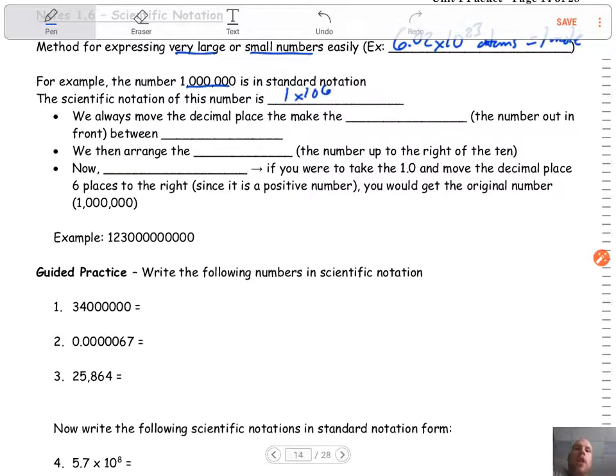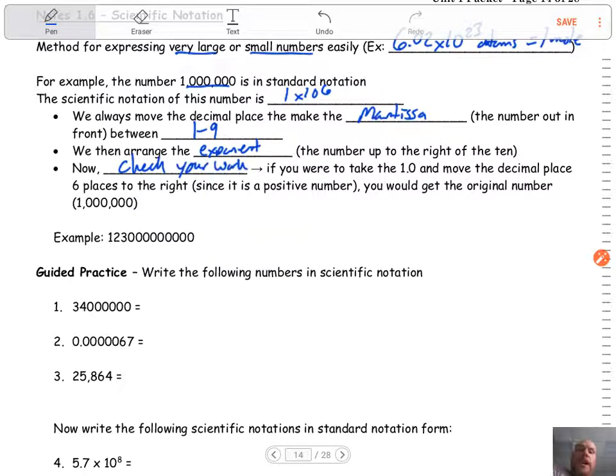We always have to remember to move the decimal to make the mantissa. You may have never heard this word before. That's just the number that's out in front, between 1 and 9. So the number out in front needs to be between 1 and 9. It's going to be a decimal a lot of times. Then we will arrange our exponent, which is the number up to the right of the 10, and then we're going to check our work. Always, always, always check your work.